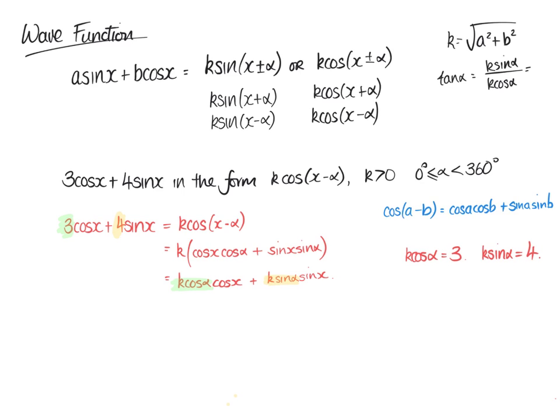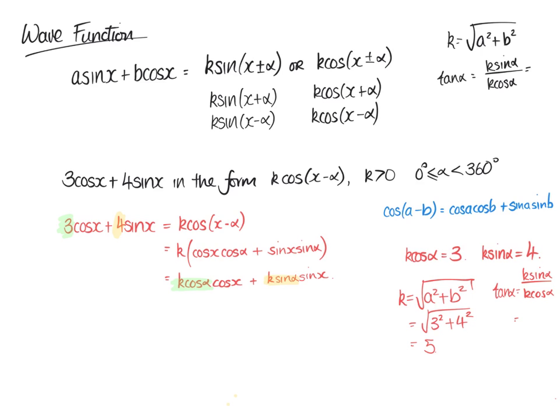To find our k, it's equal to the square root of a squared plus b squared, where a and b are our values for k cos alpha and k sine alpha. So we get the square root of 3 squared plus 4 squared. We should know from our Pythagoras and from an example in the last video that that'll give us 5, because it'll be 25. And we also know that tan alpha is equal to k sine alpha over k cos alpha.